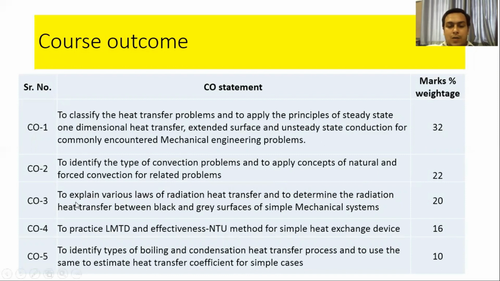The third course outcome: the student will be able to explain the various laws of radiation heat transfer, and to determine the radiation heat transfer between black and gray surfaces of a simple mechanical system. It means it is directly related with unit number 3.